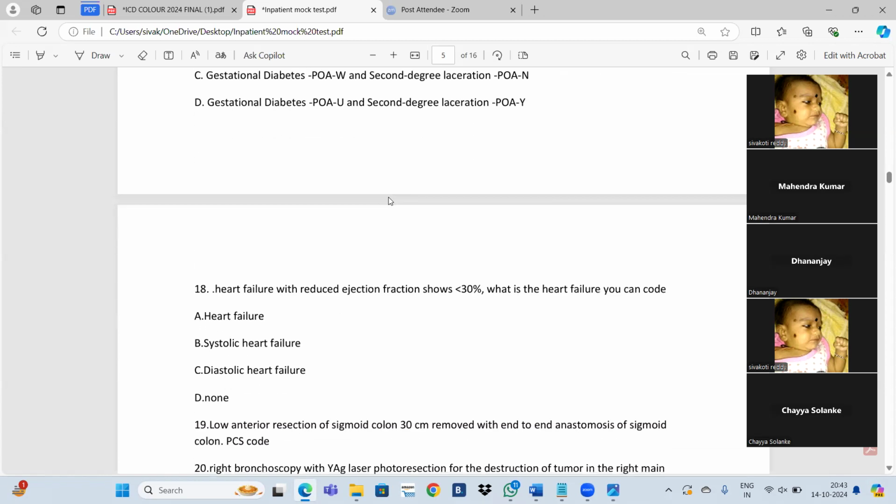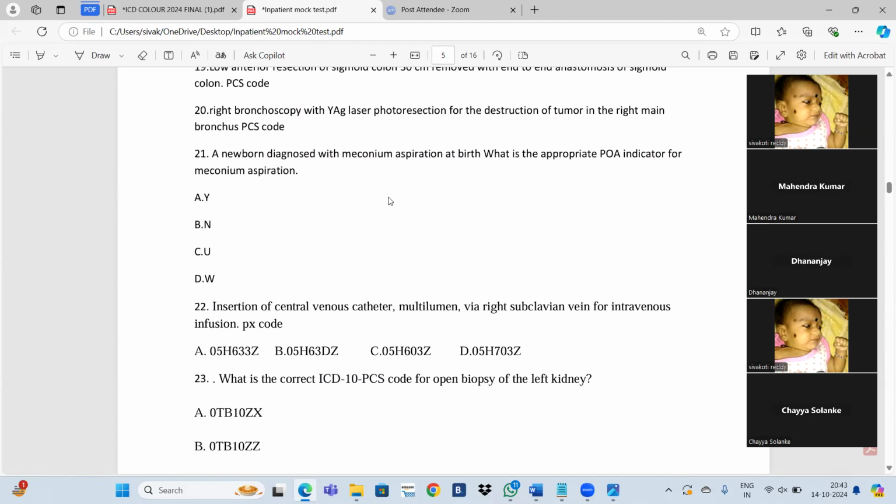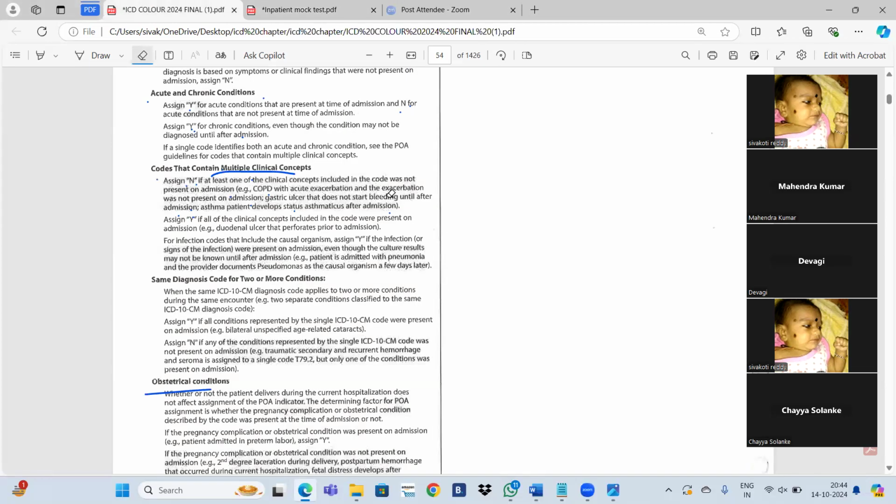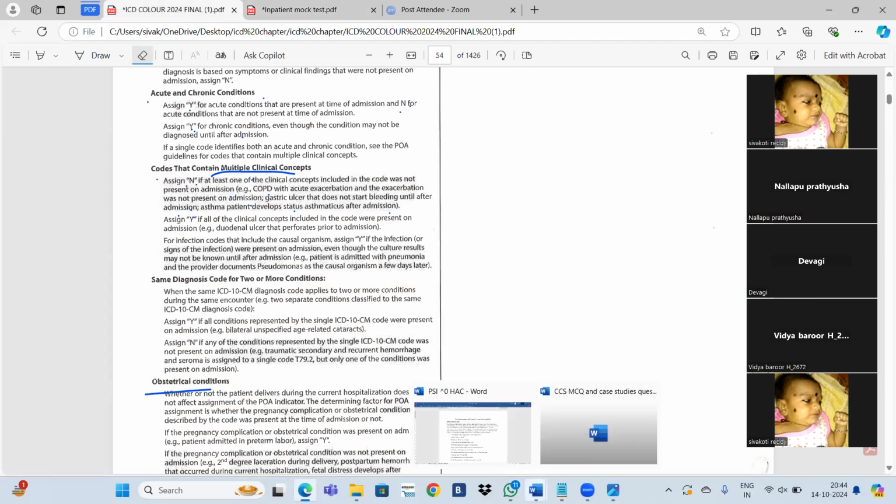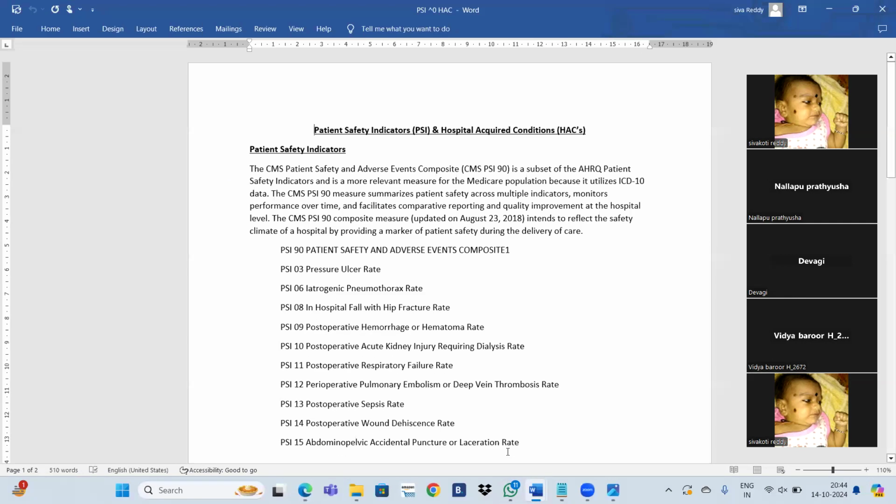So now you understood the concepts of POA, right? 21. Why? Right. Mechanism: aspiration at birth. Why indicator? Clear, guys? POA indicators clear? Any doubts still in the POA concept? Remember, in this concept, any question you get, you need to solve. It will be an easy concept. You will get 2 or 3 multiple choice questions.